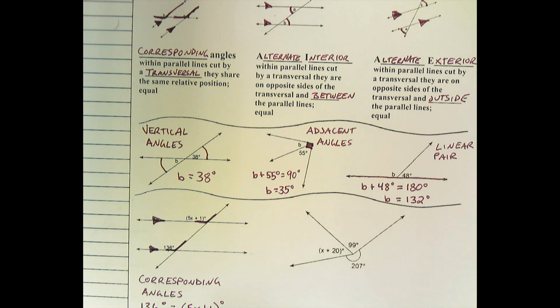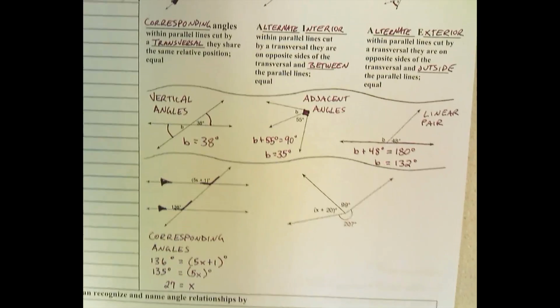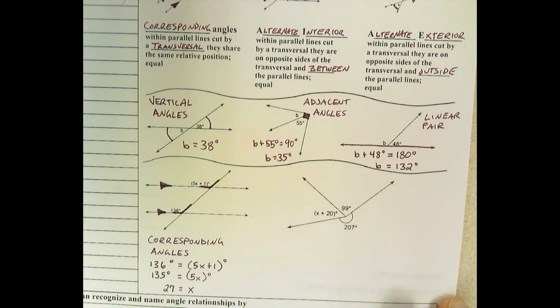And if I were to start solving this for x, I could subtract 1 from both sides and then divide both sides by 5, and I find that x, oh, that fell off the camera, x is equal to 27.